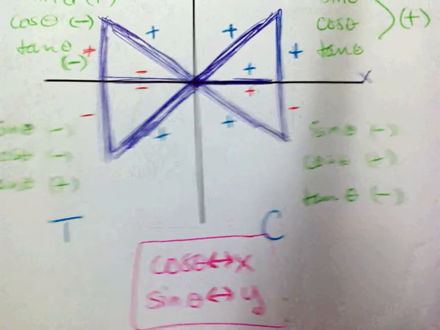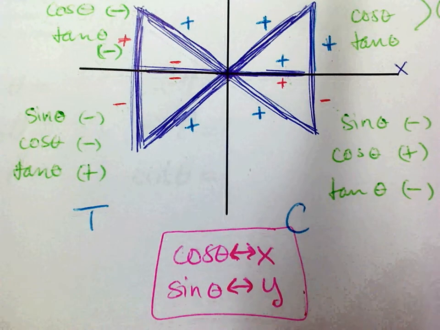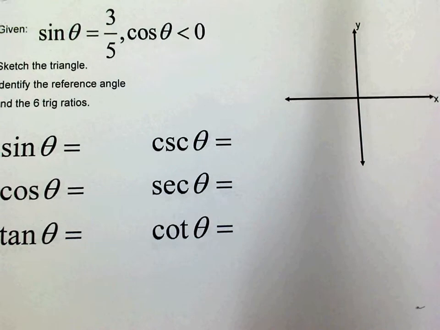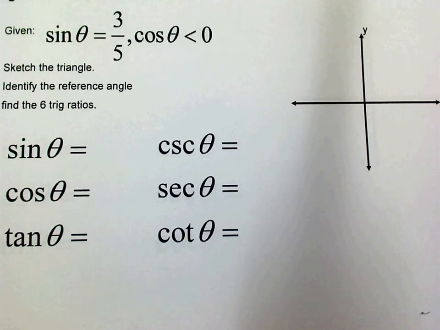Now we're going to use this, and we're going to find some trig ratios just like we've been doing the past few days, but instead of telling you specifically where it is, I'm going to give you clues, and you have to determine where it is. Okay? So everyone write down for me. Sine is 3/5 and cosine is less than 0.